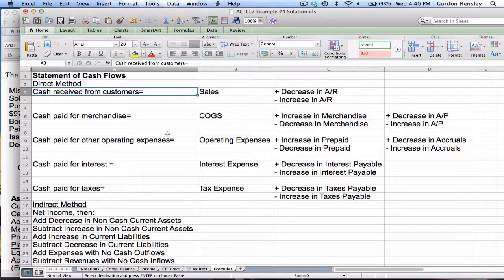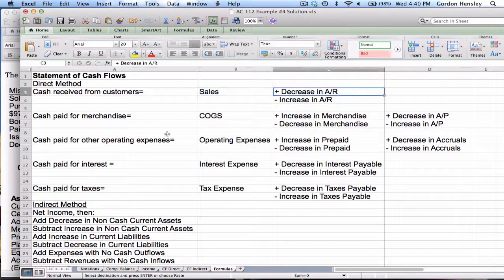Well, first of all, it's going to be the sales, and then I'm going to look at accounts receivable. If there's been a decrease, I will add that. If there's been an increase, I will deduct it. So that's the way I proceed with this formula. I get the sales first, then I look at accounts receivable. If it's a decrease, that will be positive. If it's an increase, I will actually deduct that.